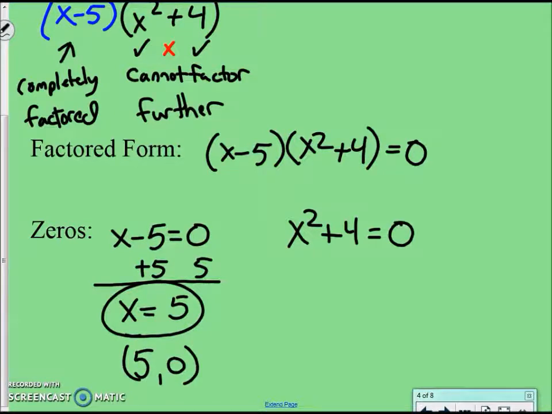This one becomes a little more complicated. First things first, we're going to subtract 4 from both sides. I could put x squared plus 4 into the quadratic formula. I could do that, but it will be a little bit quicker to solve it this way. So we're going to subtract 4 from both sides, and I get x squared is equal to negative 4. I can take the square root then of both sides.